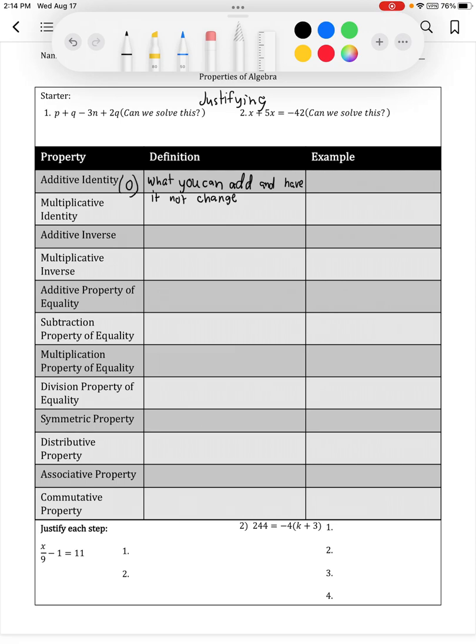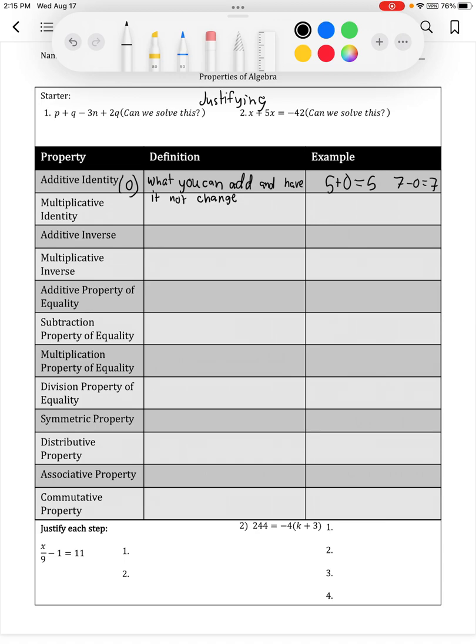So for example, you could take 5 plus 0, and that's still going to be 5. It didn't matter. You could add a bajillion zeros to it, and it's still not going to change. Similarly, you could go the other way. 7 minus 0 is still 7. So it's both addition and subtraction. That's kind of an important distinction to make. Okay?